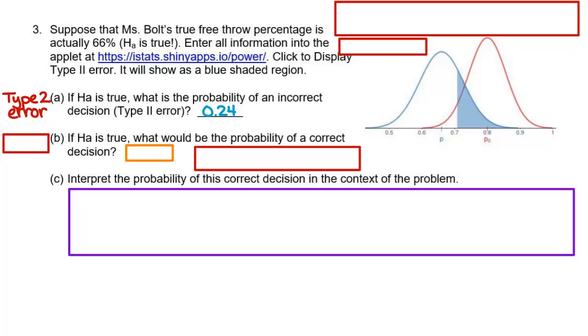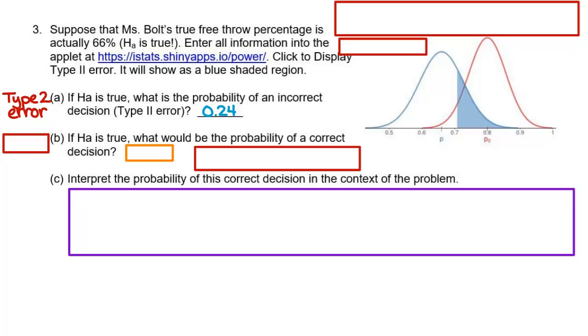So if we don't make a type 2 error, we don't make a type 1 error, then we've made a correct decision, right? And in this case, we started off with this idea that I'm actually a 66% free throw shooter, even though I'm claiming to be an 80%. The truth is that I'm a 66% free throw shooter. So the alternative hypothesis is true. This is the probability that I screw it up.